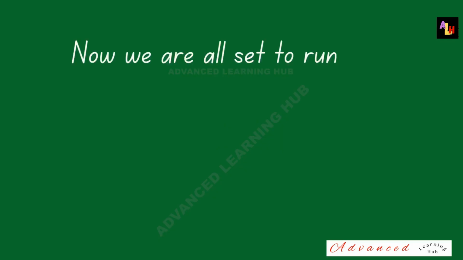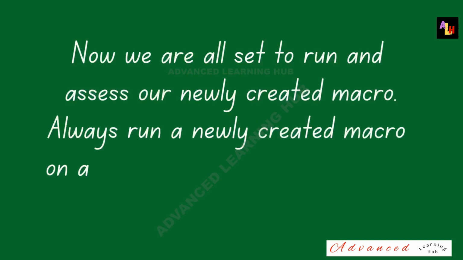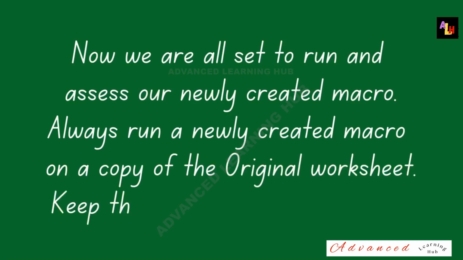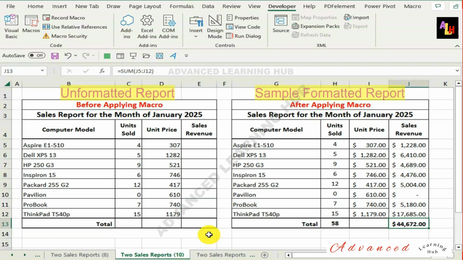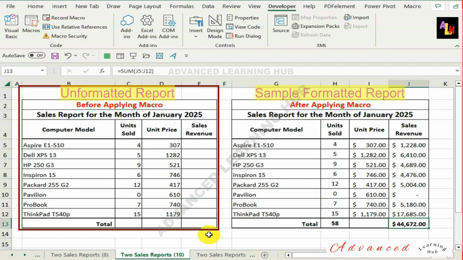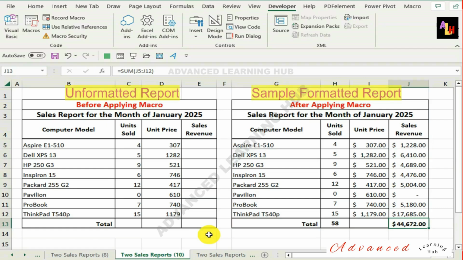Now we are all set to run and assess our newly created macro. Always run a newly created macro on a copy of the original worksheet. Keep the original worksheet intact. Open a copy of the original worksheet. On the left-hand side, there is an unformatted version. On the right-hand side, is given a sample formatted version.